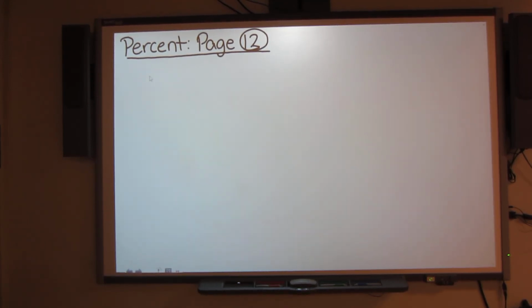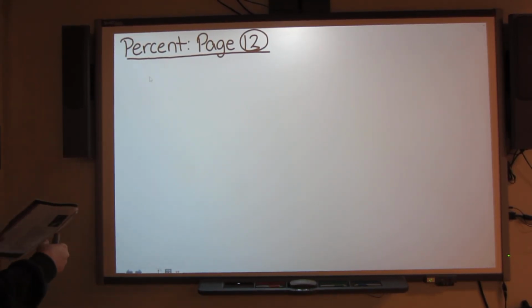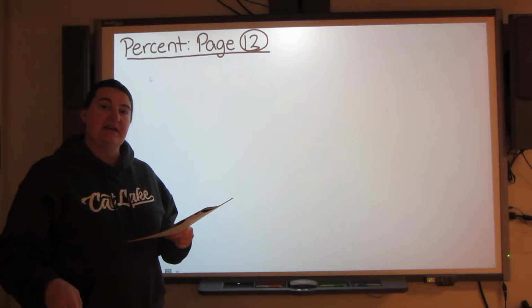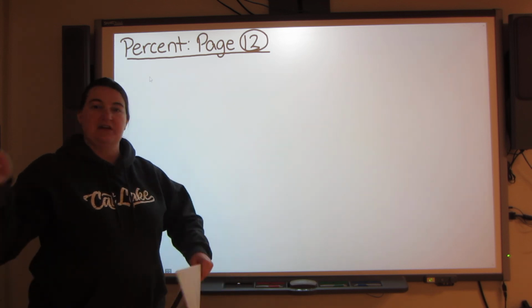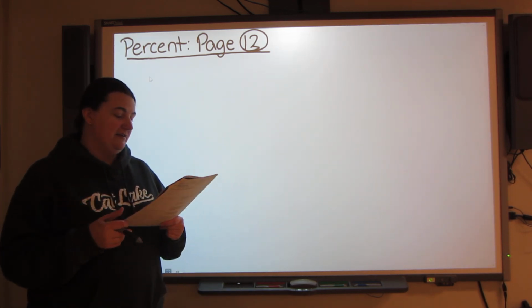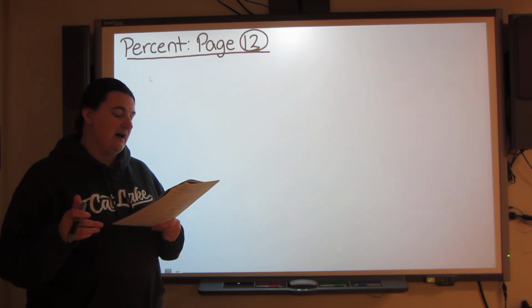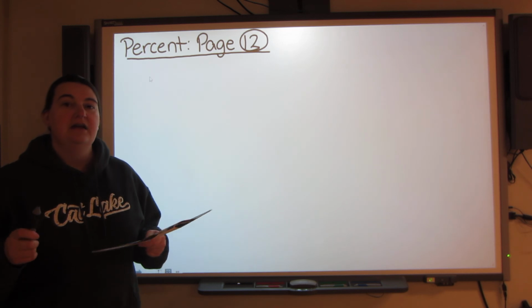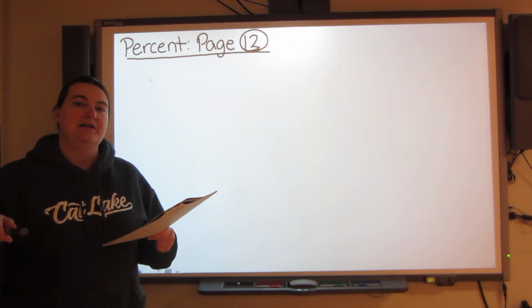Page 12. Page 12 is a lot like page 11, where you are still working with percents, fractions, decimals. You're going to mix them all up and figure out and change them up. And then near the end, when you get to 25 to 30, that's when you're going to start figuring out the percents of a number.